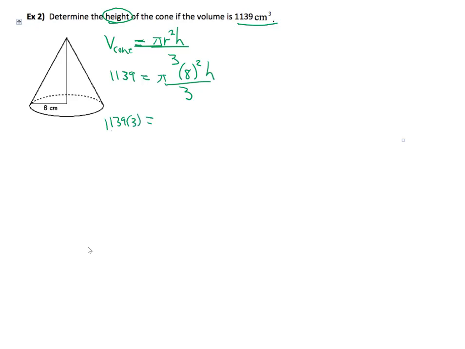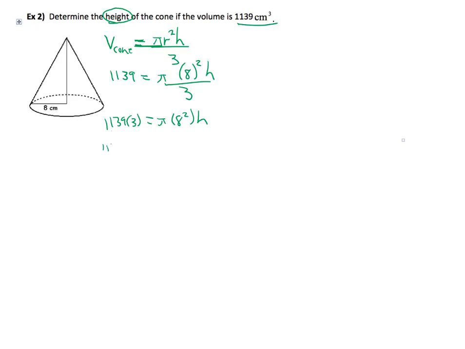Because when we get rid of the denominator, we multiply both sides by 3, and it cancels that out. And we're stuck with this now. Okay, next step would be to get rid of the exponent next to the 8. That's going to make our lives a little bit easier. 8 squared is going to be 64.